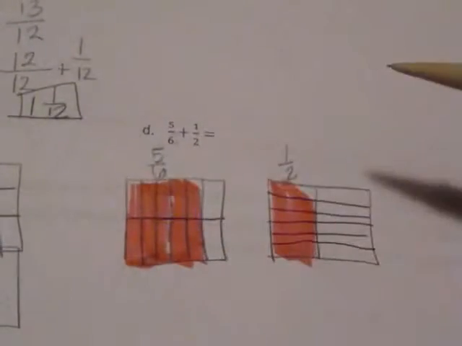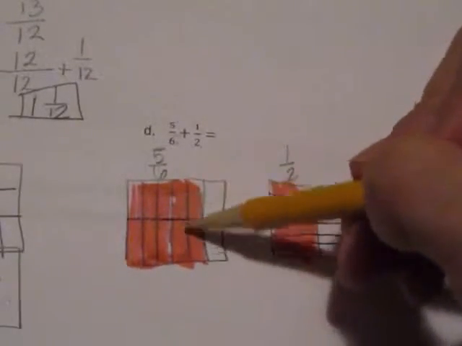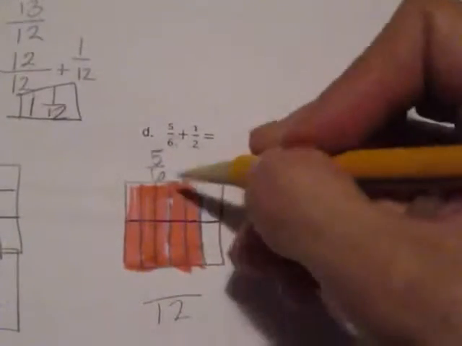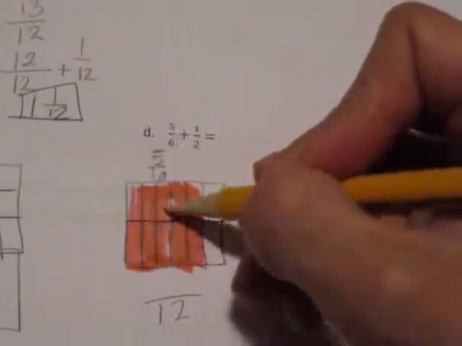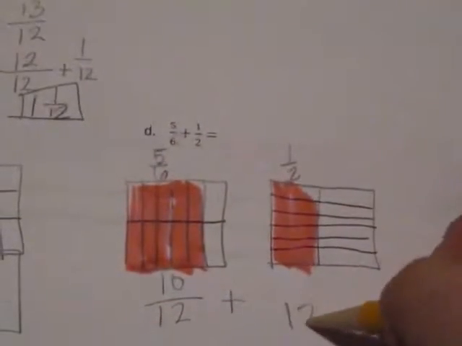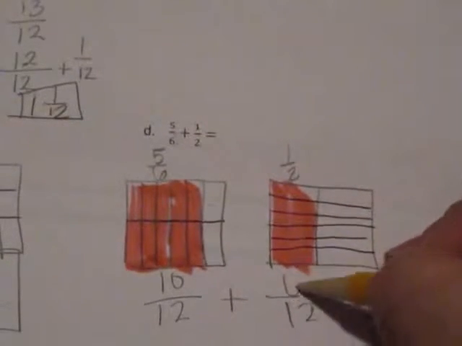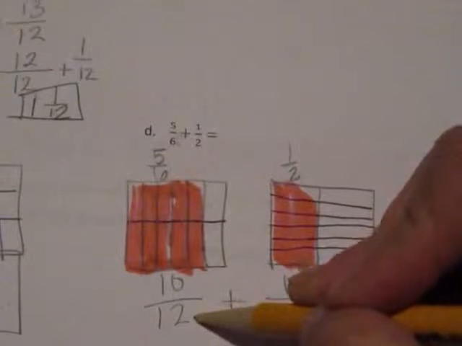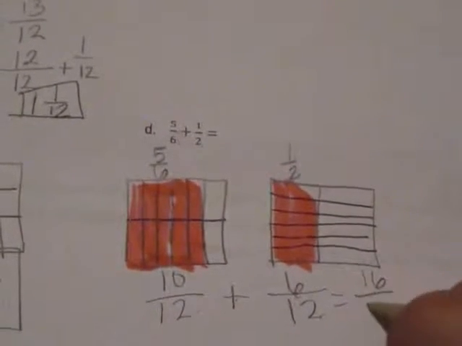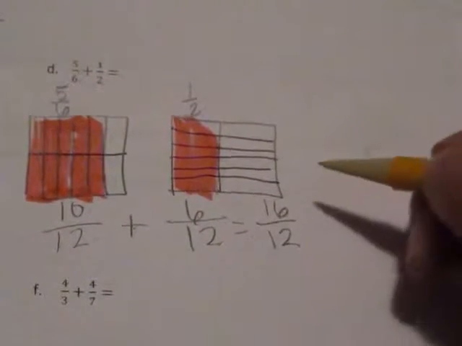Now my total number of pieces, 1, 2, 3, 4, 5, 6, 7, 8, 9, 10, 11, 12. And out of that 12, I have 2, 4, 6, 8, 10 colored in. Plus, out of this 12, I have 1, 2, 3, 4, 5, 6 colored in. 10 twelfths plus 6 twelfths equals 16 twelfths. And with 16 twelfths, it is larger than a whole.